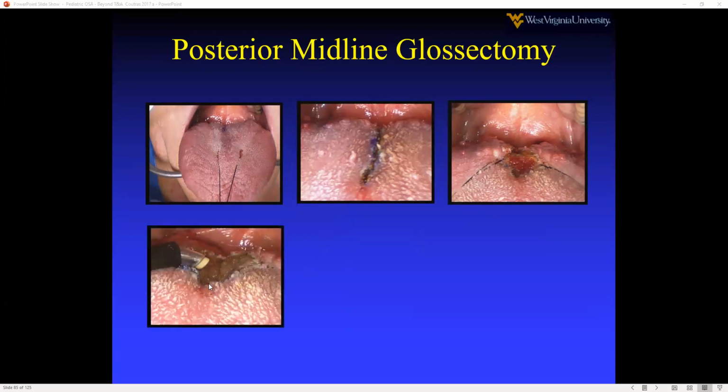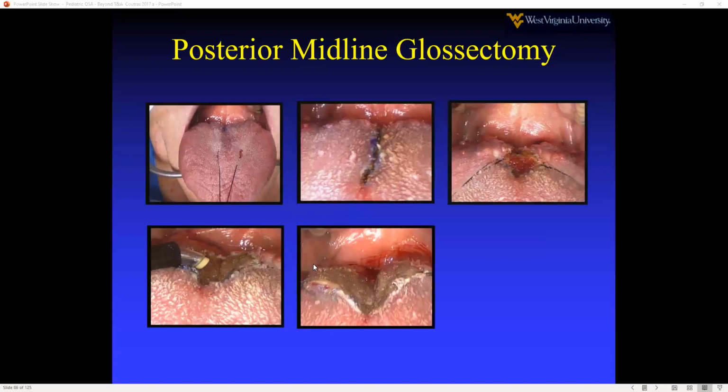And then the EVAC 70 probe getting ready to ablate the tongue muscle and further ablation. And if you're in the center of the tongue, you're safe because there's no critical structures in the center of the tongue.